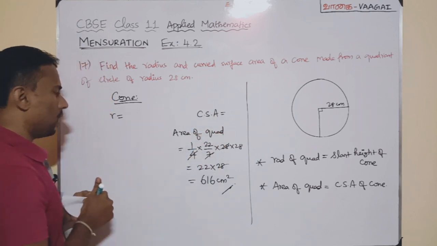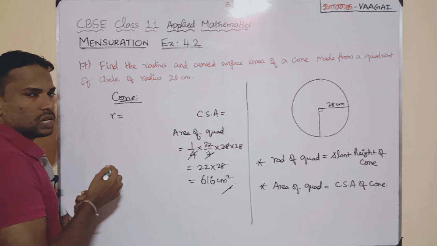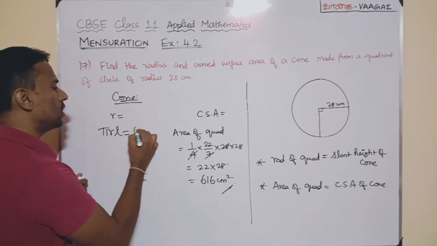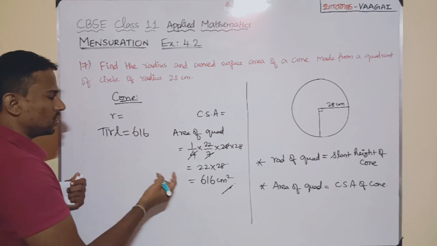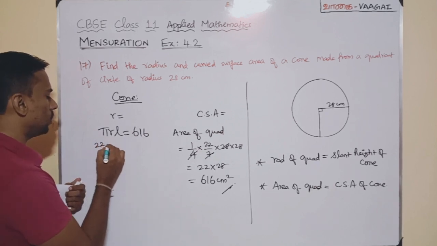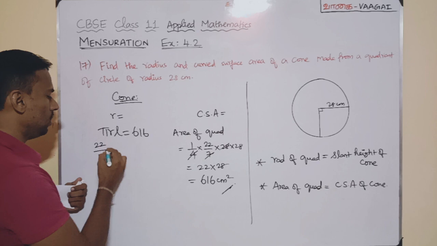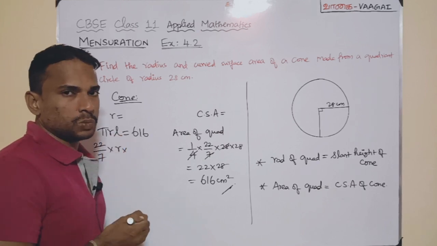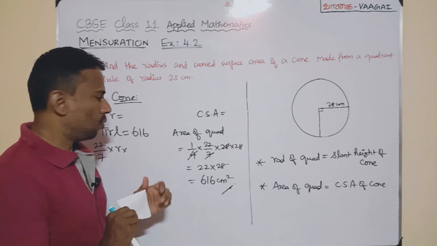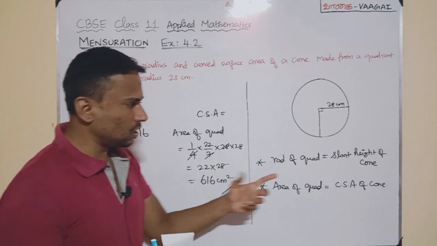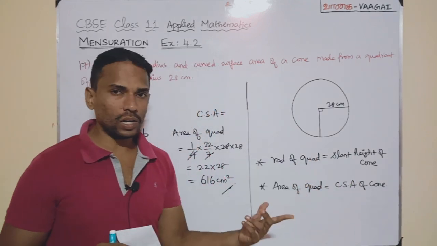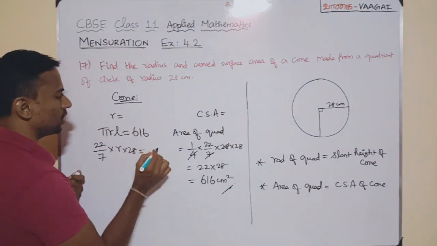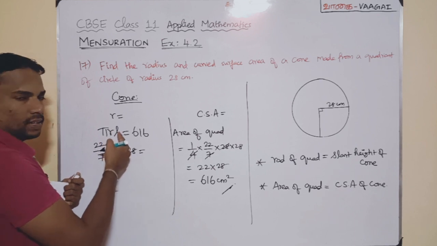Why? Because the CSA of the cone is going to be pi r l. Now pi r l is what we got to be 616 centimeters square. Already we know pi is 22/7. Now r is what I need to find. And what about this l value? l means the slant height of the cone. It's nothing but the radius of the quadrant itself, so it's going to be 28 only. So I will take this l as 28.